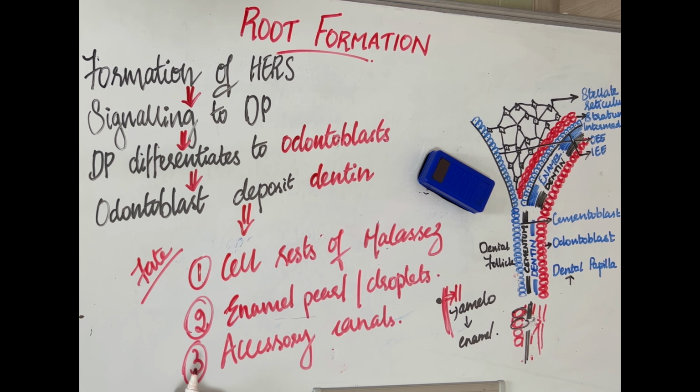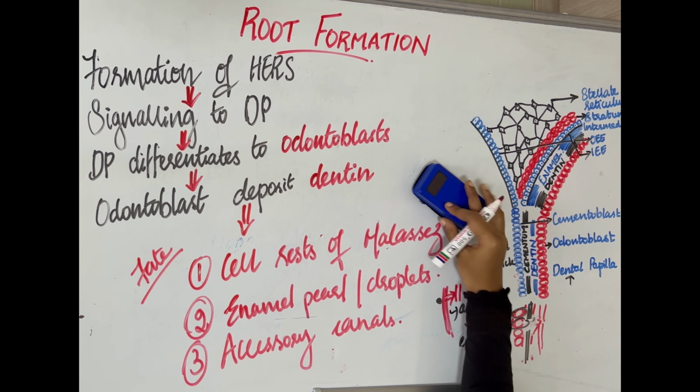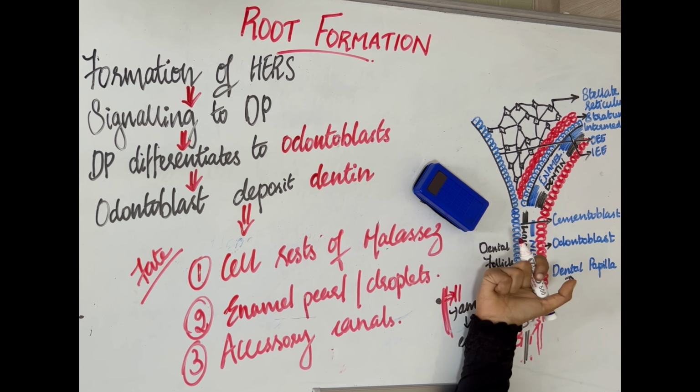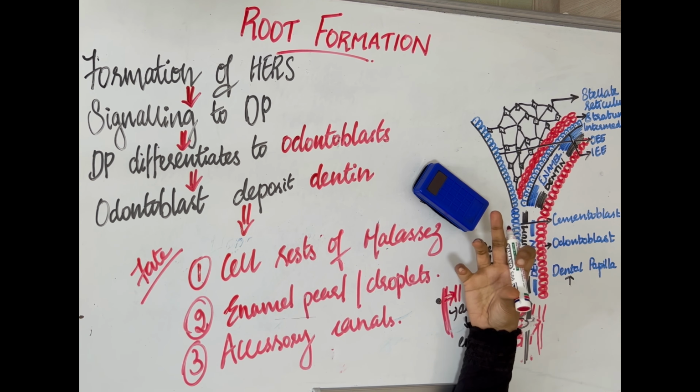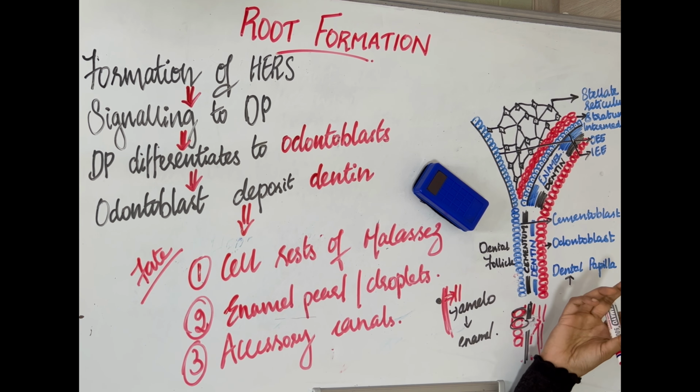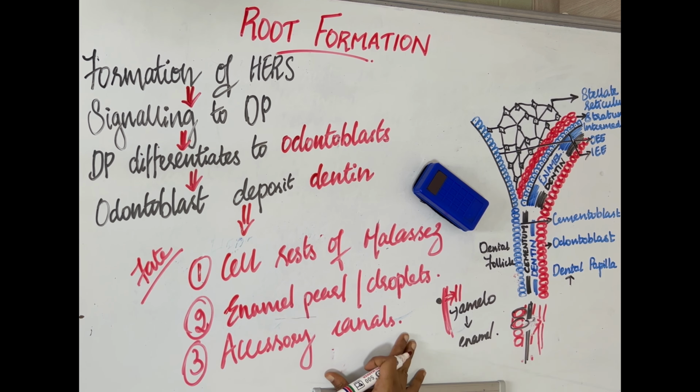So in this video of root formation, we have seen what Hertwig's epithelial root sheath is and how it is forming. It consists of 2 layers of cells. It consists of 2 basement membranes, and how it helps in formation of dentin and cementum. Then we saw the functions. Then we saw what the epithelial diaphragm is and how a single root and a multi-rooted tooth form. Then finally the fate of Hertwig's epithelial root sheath.